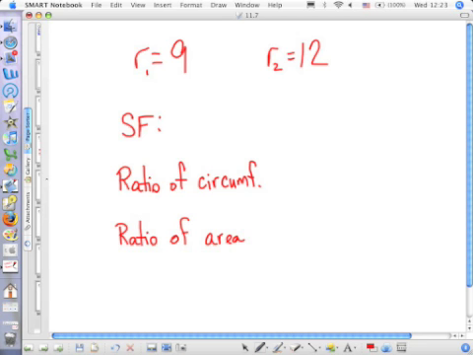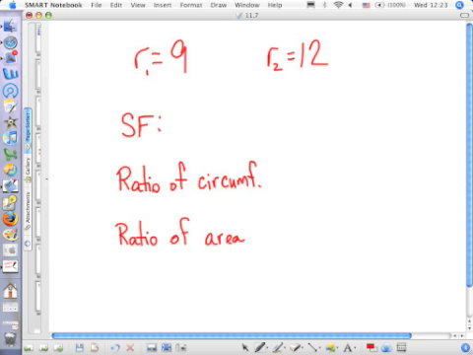All right. I am giving you the radii of two circles. And first thing we need to know is this. Are all circles similar? Yes. All circles are similar. Think of the shape of a circle. Is it the same as the shape of a circle? Yes. Just like all squares are similar. Just like all rectangles are similar.